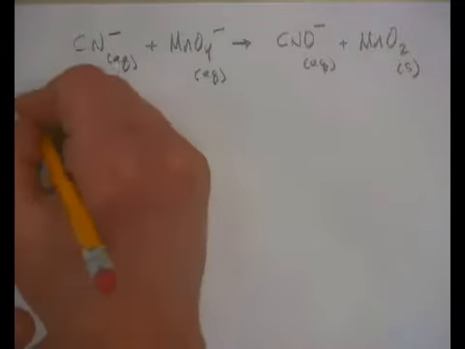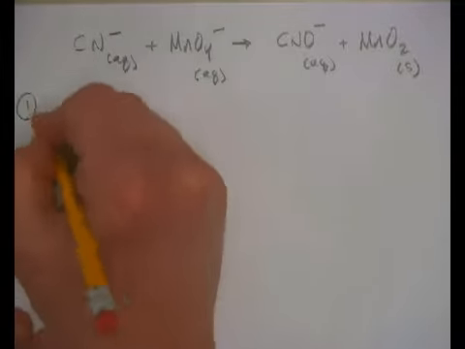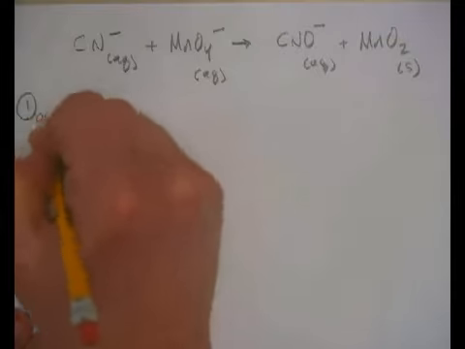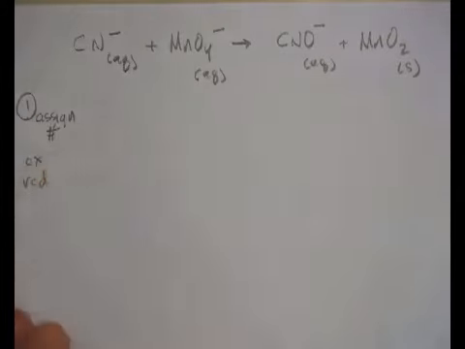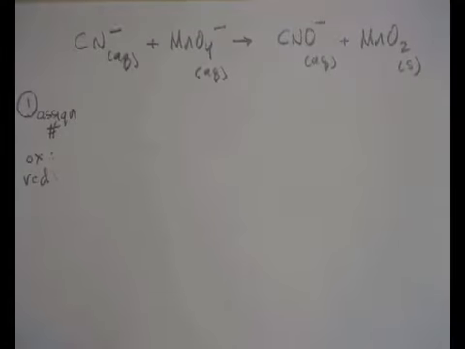So I want you to try step number 1 right now and assign oxidation numbers and figure out what's oxidized and what's reduced, and then we'll go through and write the half reactions. So pause the video now and see if you can do that part.